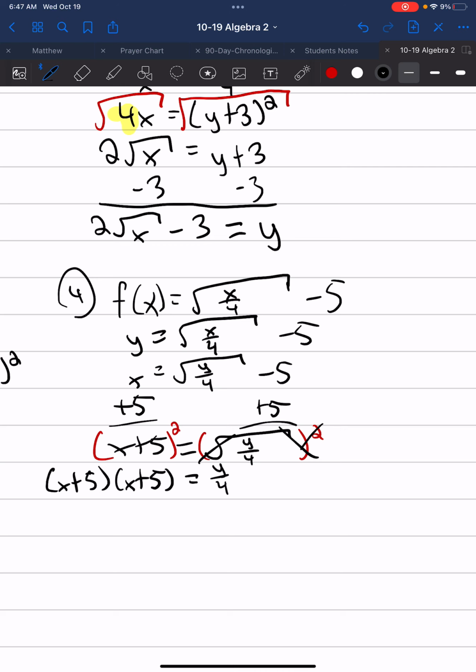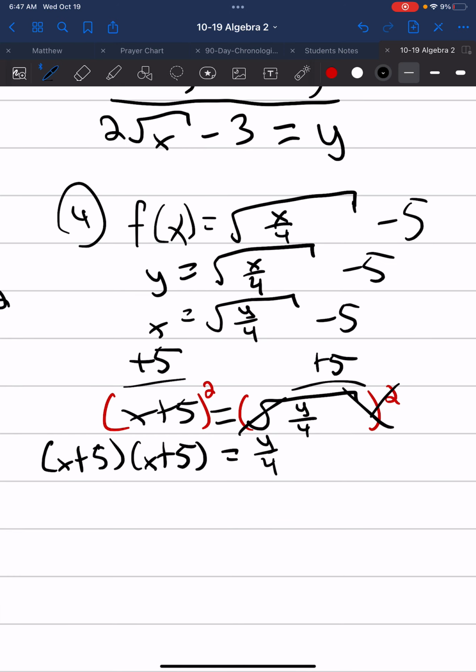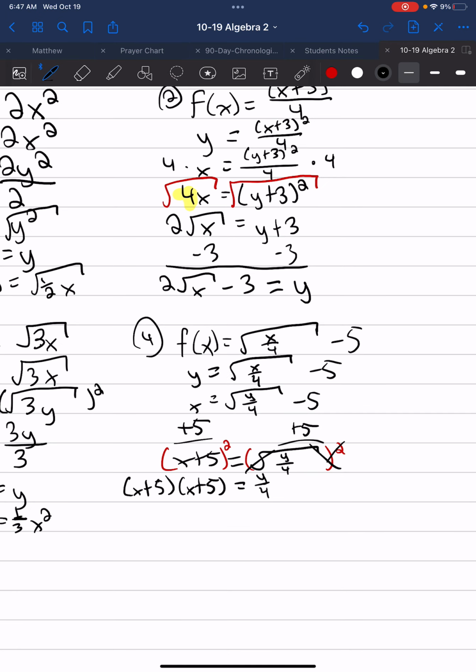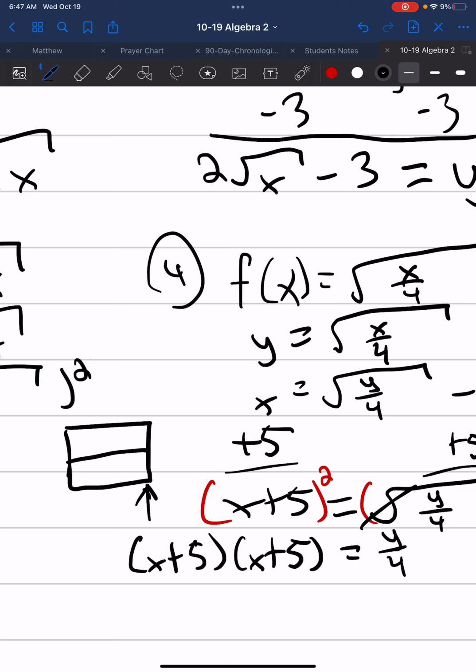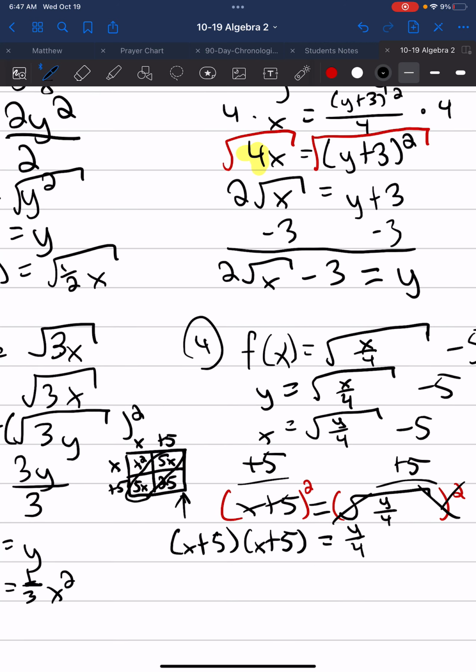So when I'm doing this right here, whatever method that you usually use, I use the box method for this. I've got my little box here, both sides, x plus 5, x plus 5, and just multiplying that, x squared, 5x, 5x, and 25. And this gives me x squared plus 10x plus 25. So squaring that gives me that.